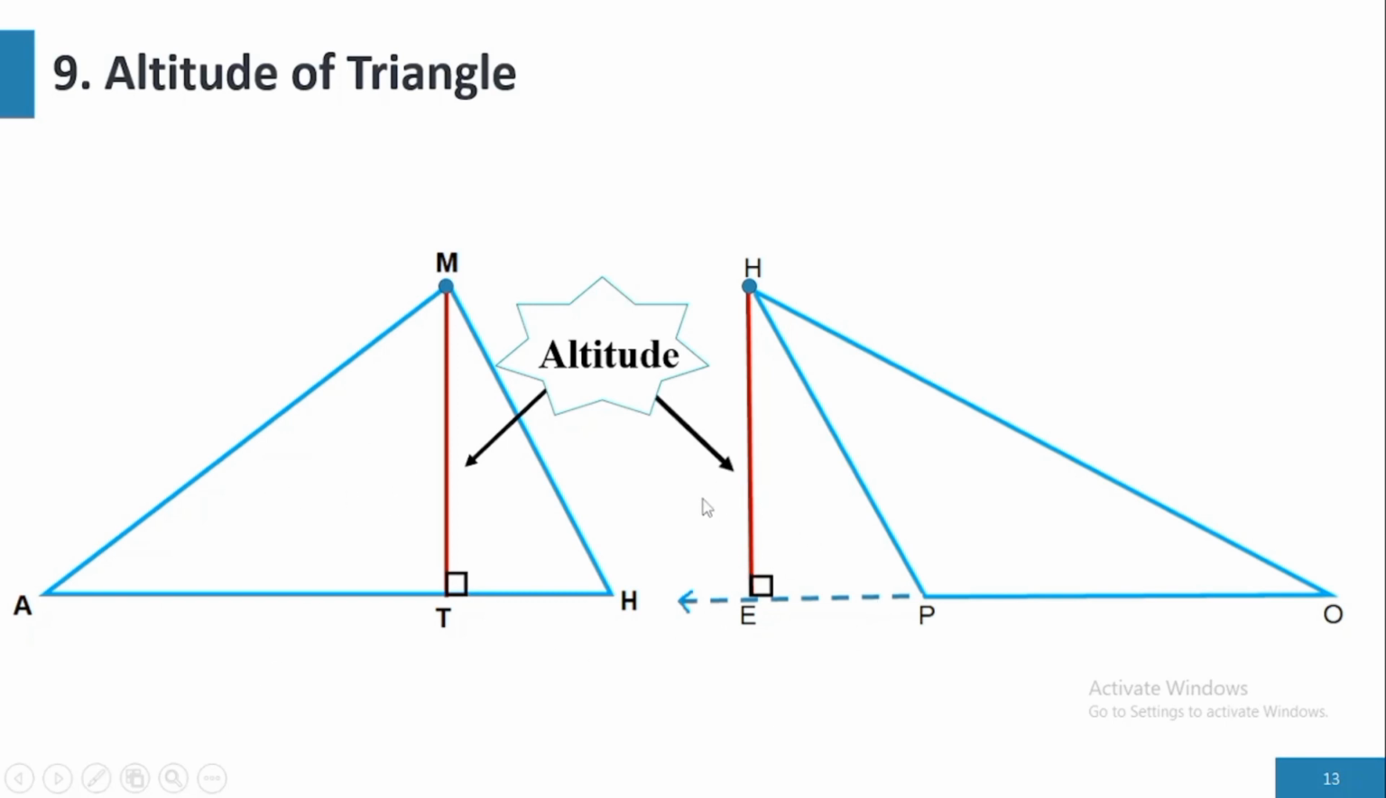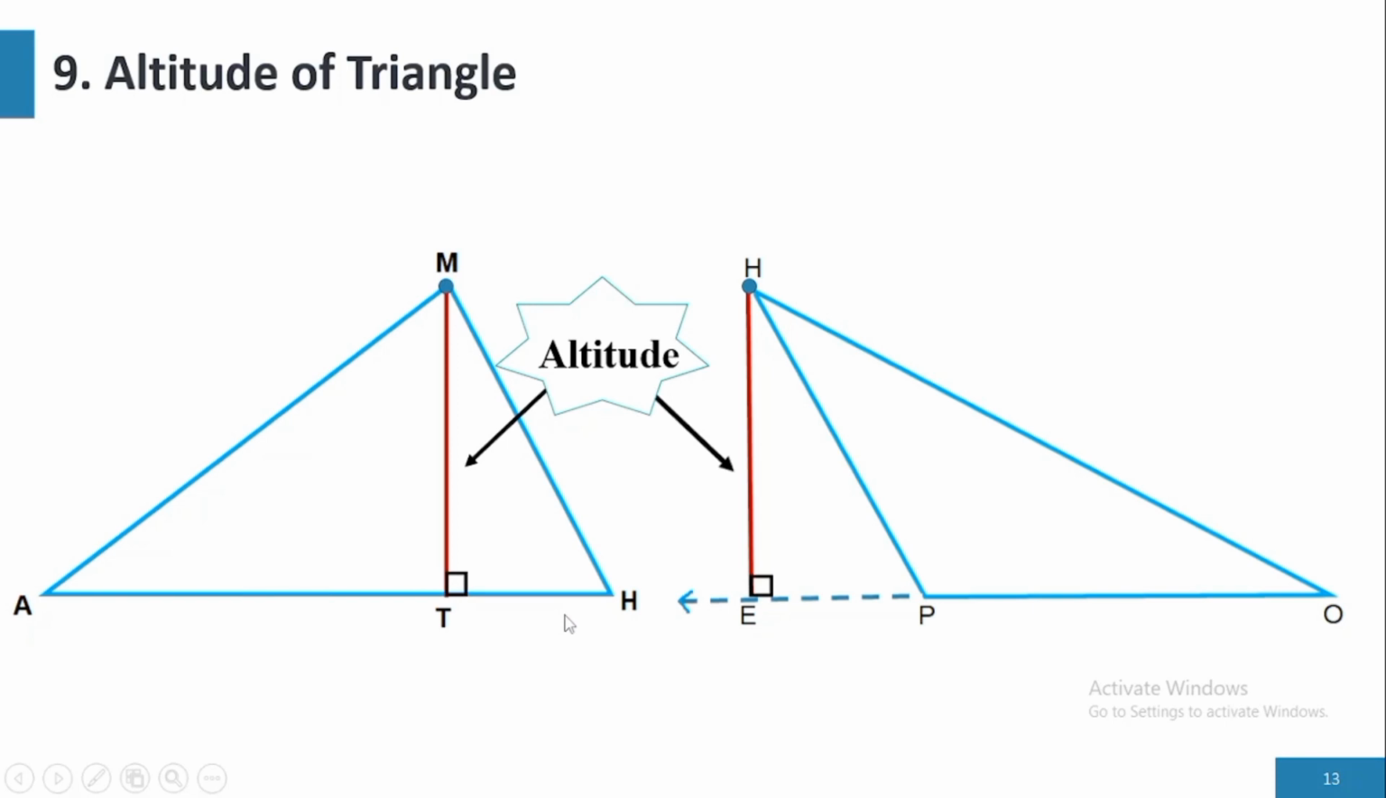Let's check this triangle first. In the triangle AMH, in this triangle, this is an altitude. And why it's an altitude? The definition of altitude is perpendicular drawn from the vertex to the opposite side of a triangle.